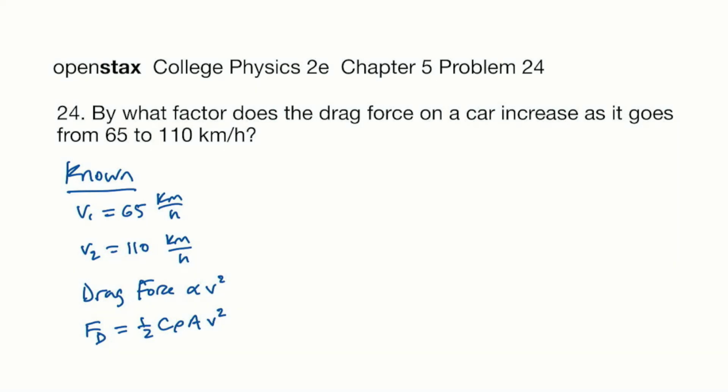Okay, C is a drag force constant. Rho is the density of the fluid the object is moving through. A is the area that's facing the fluid, and V is the velocity of the object. All right, so the factor that it will increase by will be the drag force for the car going at 110 divided by the drag force for the car that's going at 65. So we can say FD2 divided by FD1.